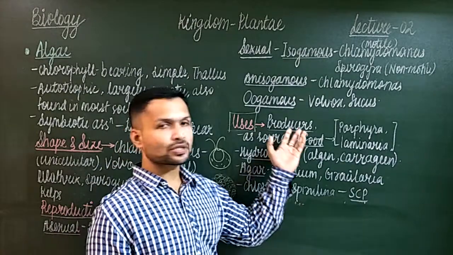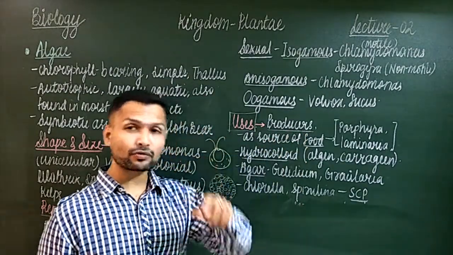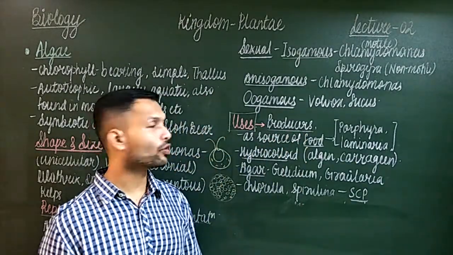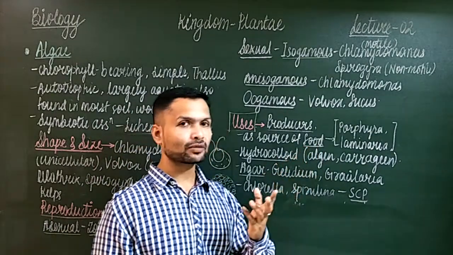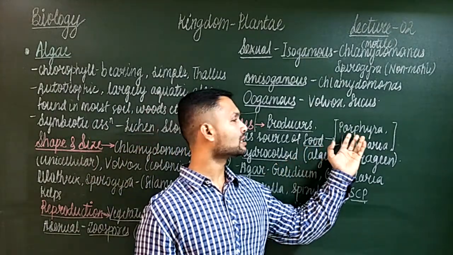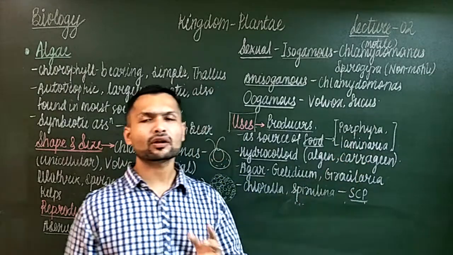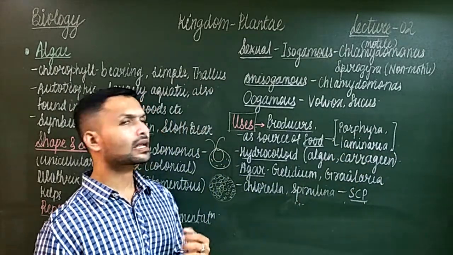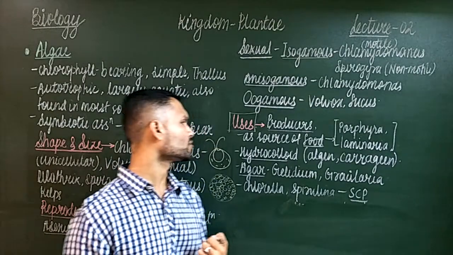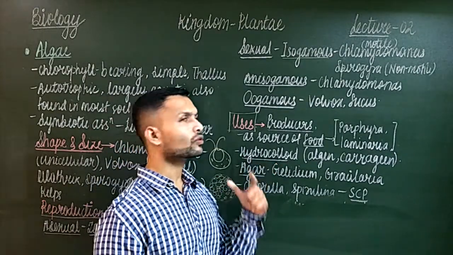So they are the producers, and obviously they are consumed for their stored food. The algae we can eat are Porphyra, Laminaria, and also Sargassum. Okay, these are algae which can be easily consumed. Next one, hydrocolloids.